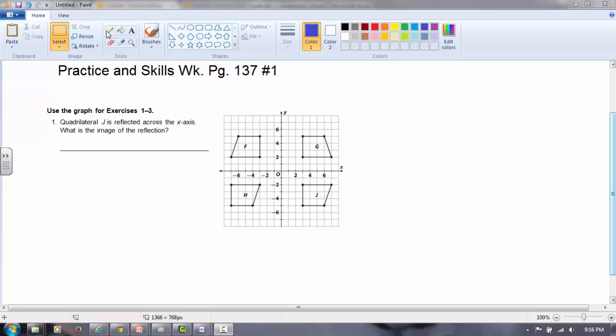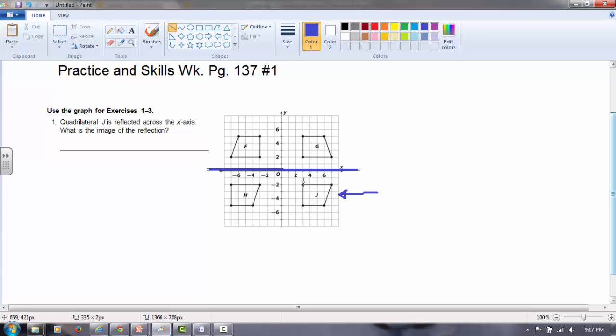Okay, so what we're going to do on this problem is we're going to look at J. So they're saying let's look at J, and it's going to be reflected across the x-axis. So our x-axis, I'm going to outline it over here just to make it a little easier for us to see. I'm going to make it in red. So this is our x-axis right here. And we want to know if we reflect this pre-image, what the actual image is going to look like.